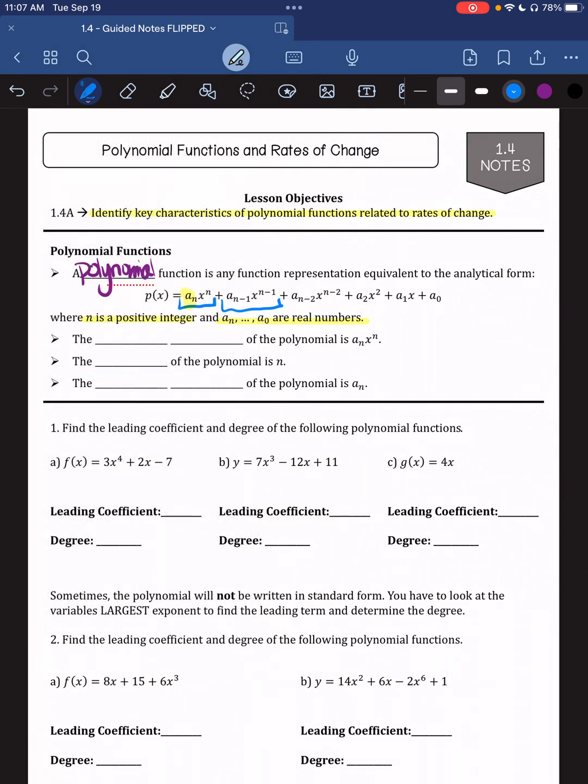So the next thing, let's look at this. We call the first term the leading term. So if we look at this, that was our first term. Again, don't worry too much about the math lingo, just as long as you can understand where they are. The degree of the polynomial is n. Remember, that's going to be our greatest exponent. That is the degree.